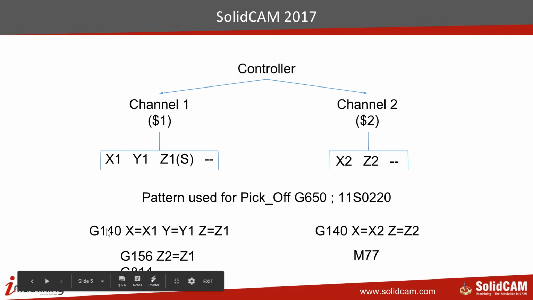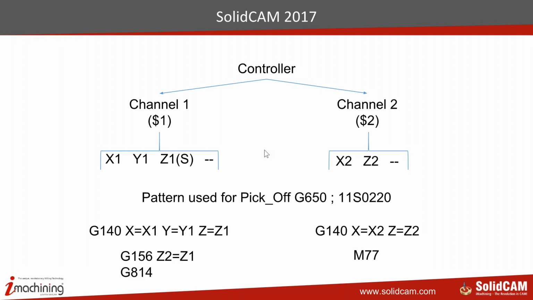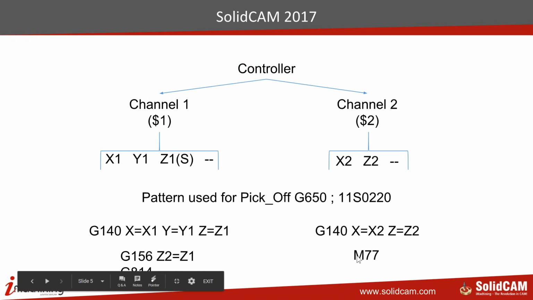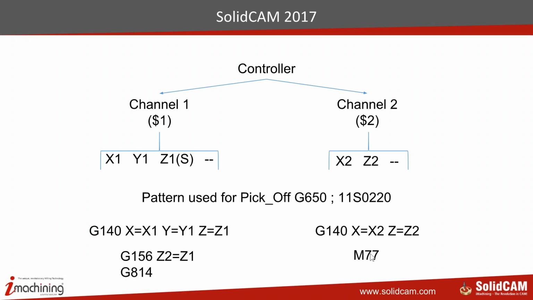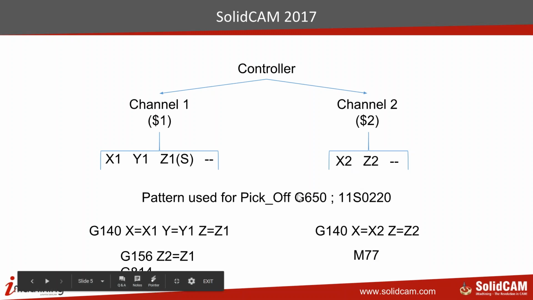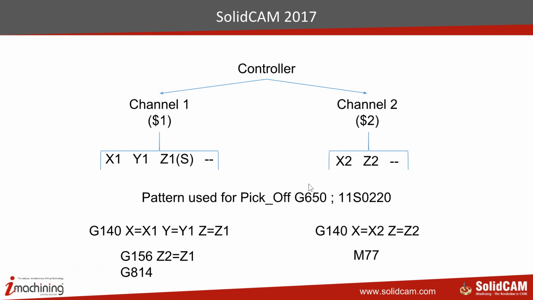Here, if I define the axis using G140, then to activate the superimposition I need G156, Z2 follows Z1, and also G840 to synchronize the spindle phase. In the second channel, you will need M77 to check if the phase is synchronized. It's easier to use only one code, G650, and you have all this inside. That's why the machine builder defines it, to create automation and to program faster.